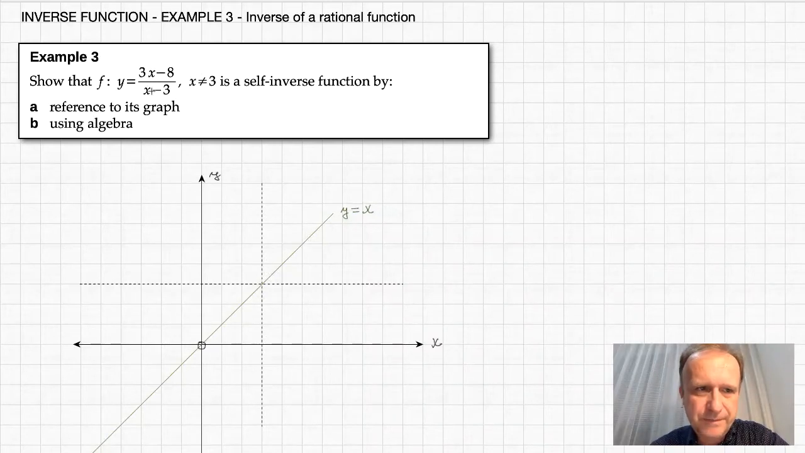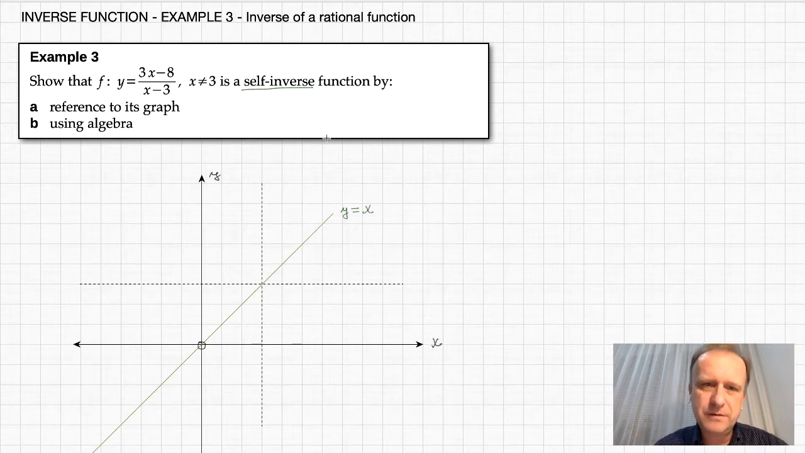Example 3. Show that the function f, y equals (3x minus 8) over (x minus 3), is a self-inverse function, first by reference to its graph and then using algebra. So here you see the concept of the self-inverse function mentioned again. So what is a self-inverse function?